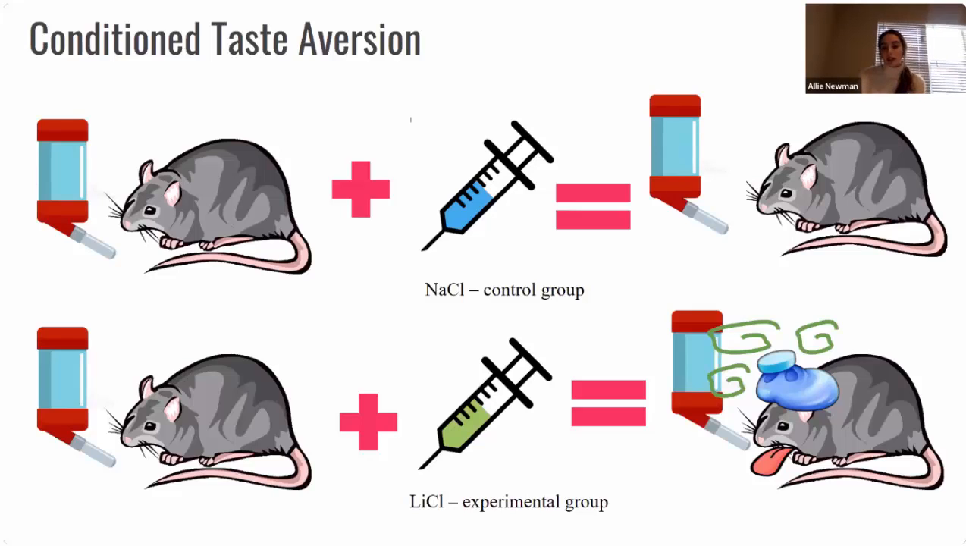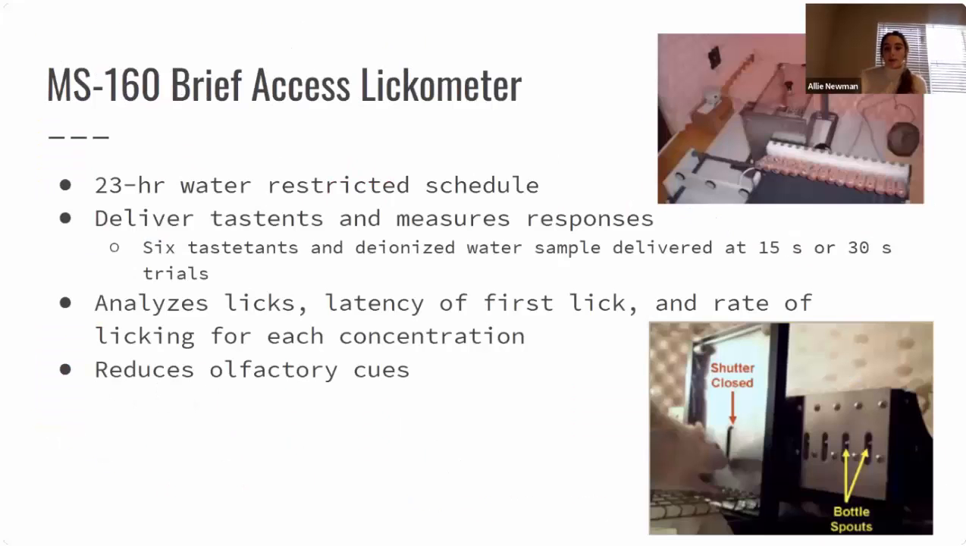saline injection, and that's our control group. This wouldn't cause a reaction, so they wouldn't get sick, and they would continue to engage in licking behavior when the solution was presented again. And then the second group, our experimental group, received a lithium injection, and this caused them to be sick. So they would associate the sickness with the solution that they had drunk previously, and they would decrease their licking behavior. So next slide.